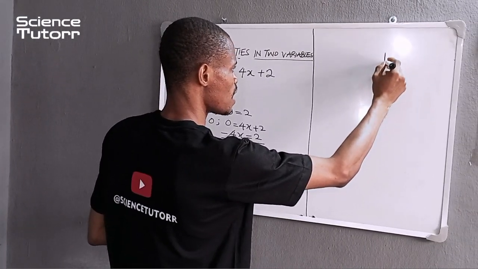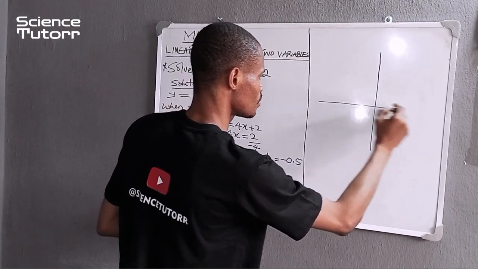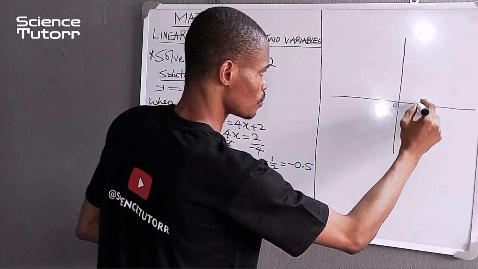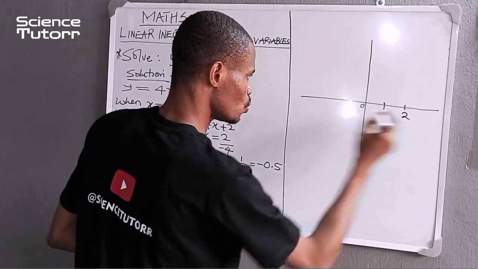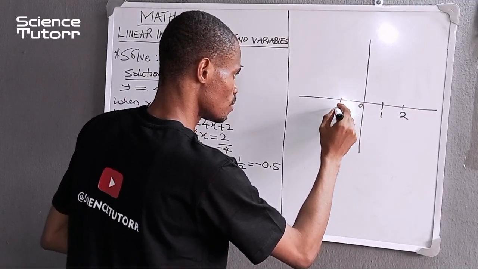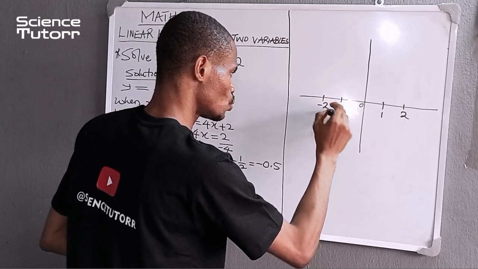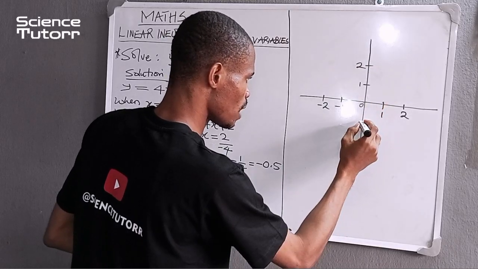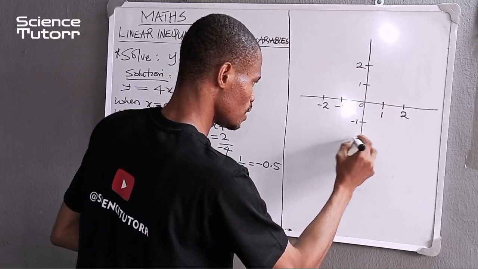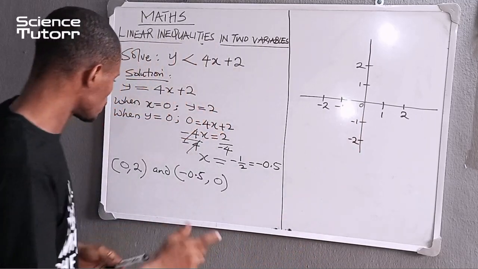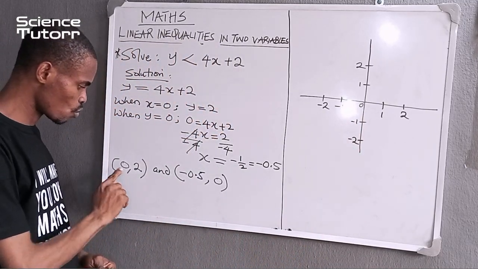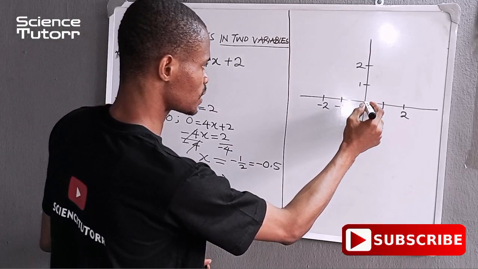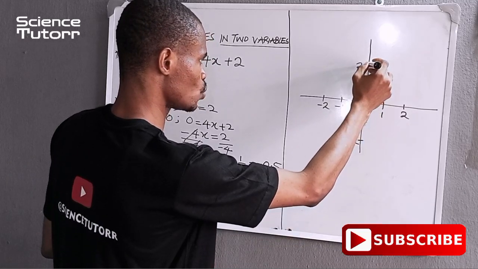We have our graph. This is our origin. This is 0. We have 1, 2. On this side, we have minus 1, minus 2. Moving upwards, we have 1, 2. Moving downwards, we have minus 1 and minus 2. Now, the first case says when x equals 0, y is 2.